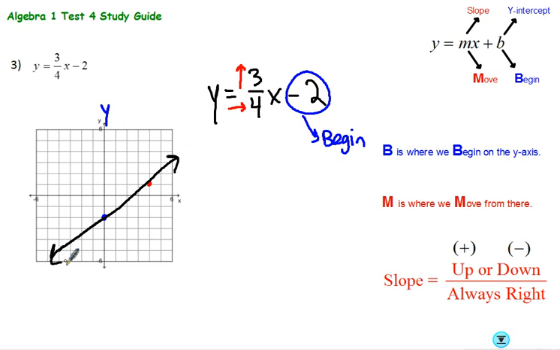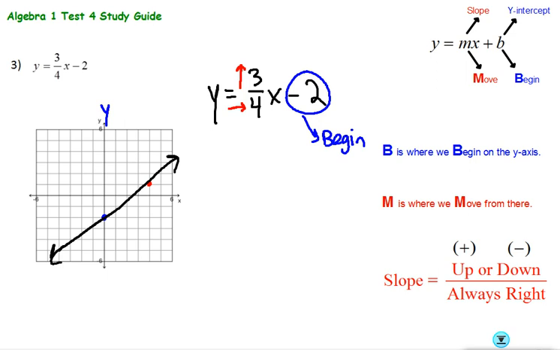You notice my line wasn't completely straight. That's okay. We're not going for perfection here. The main thing is that we got the y-intercept in the right spot, and then we have the slope marked out correctly. All right, so go ahead and pause. Try number 3 on the right side.